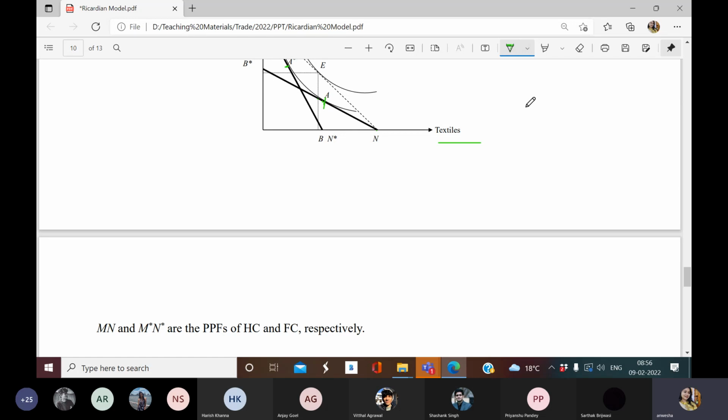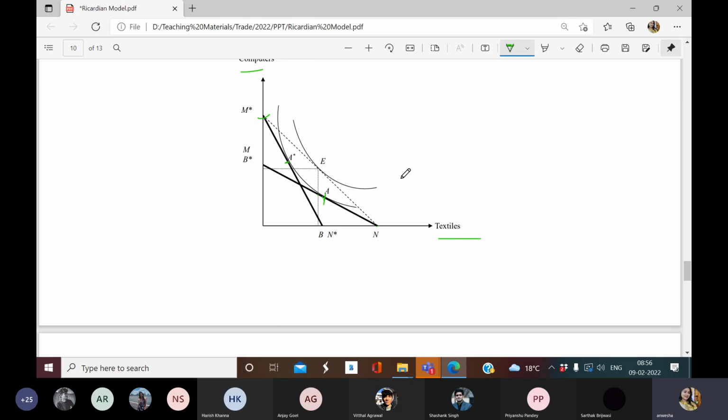Now comes the very important assumption of constant cost. You have constant cost and CRS. That means the shape of the PPF is a straight line. So when you are moving resources from the computer to the textile sector, you can do that without increasing your cost.